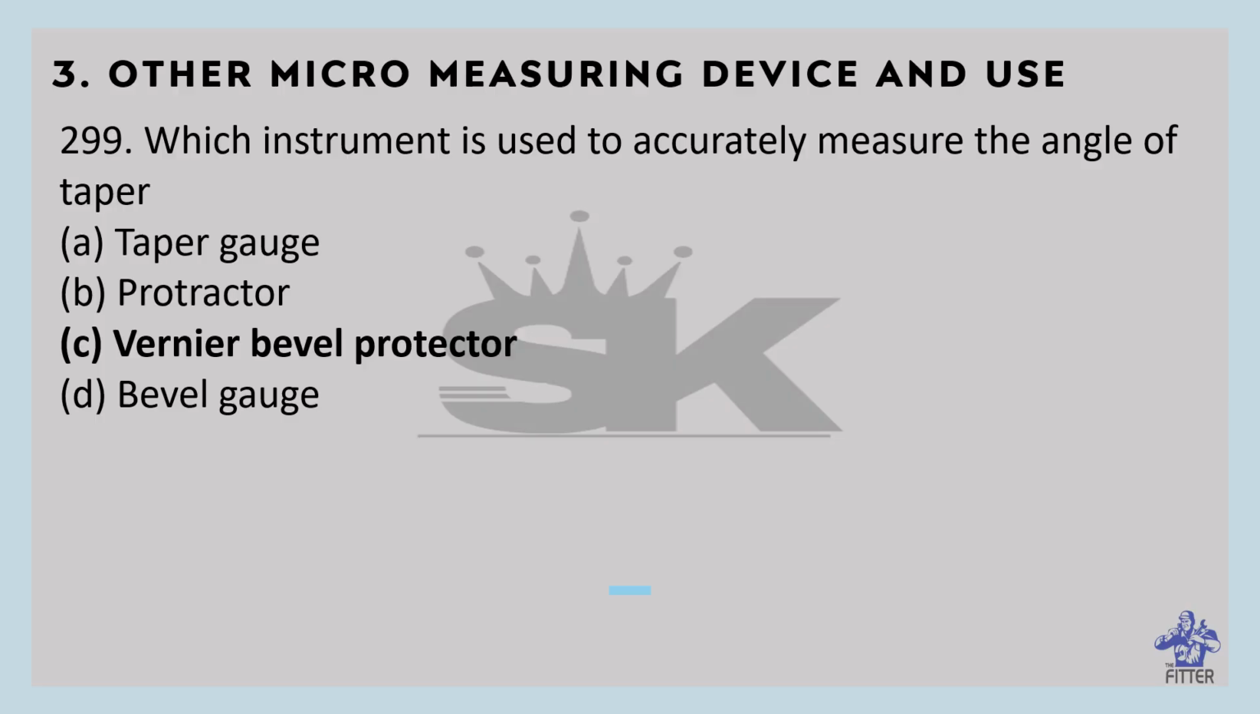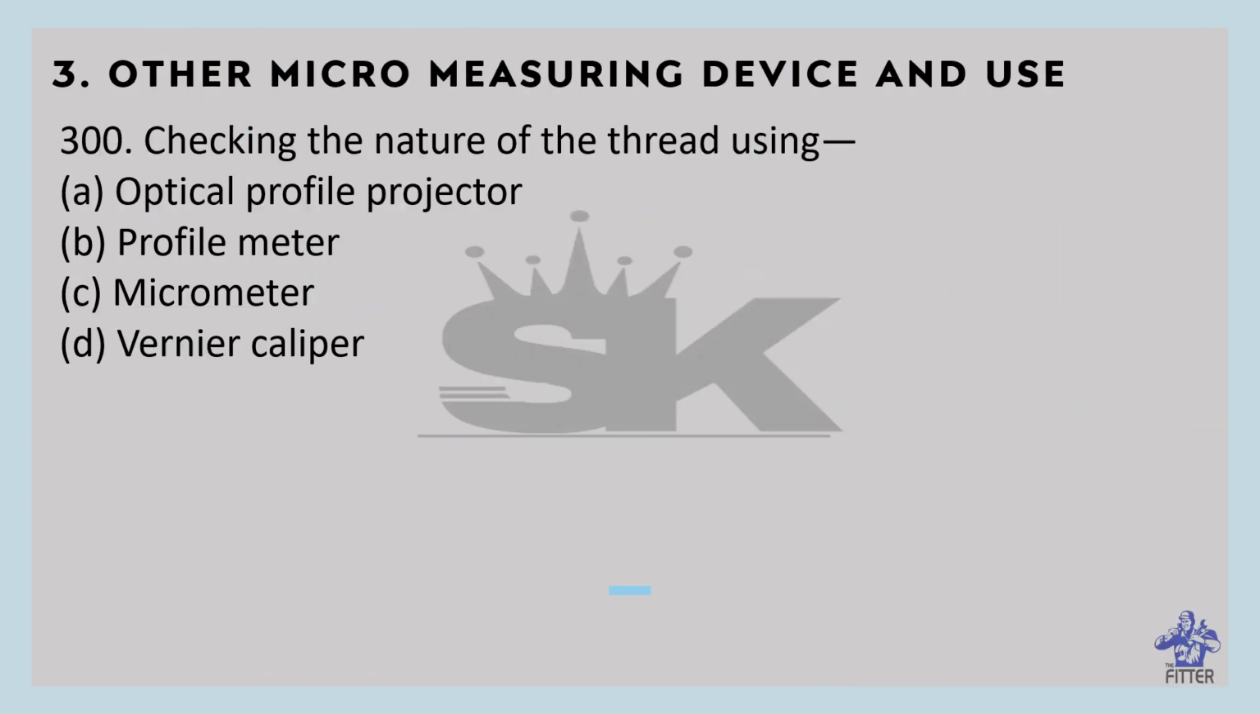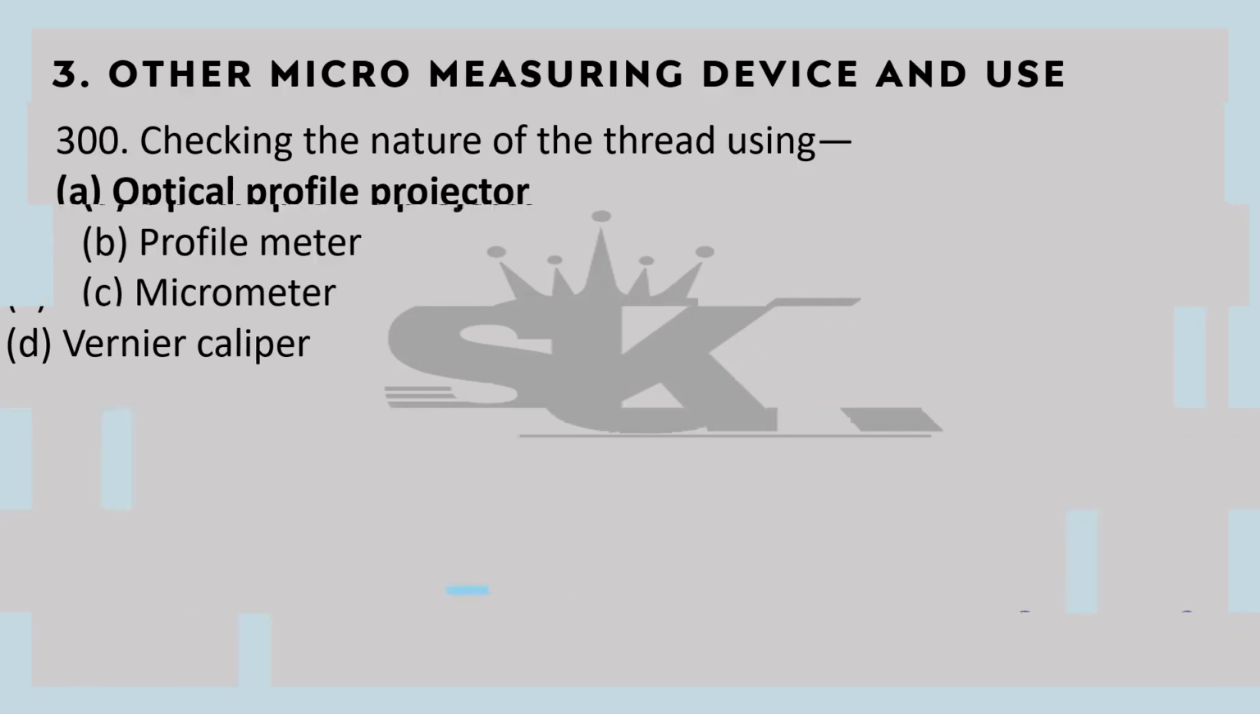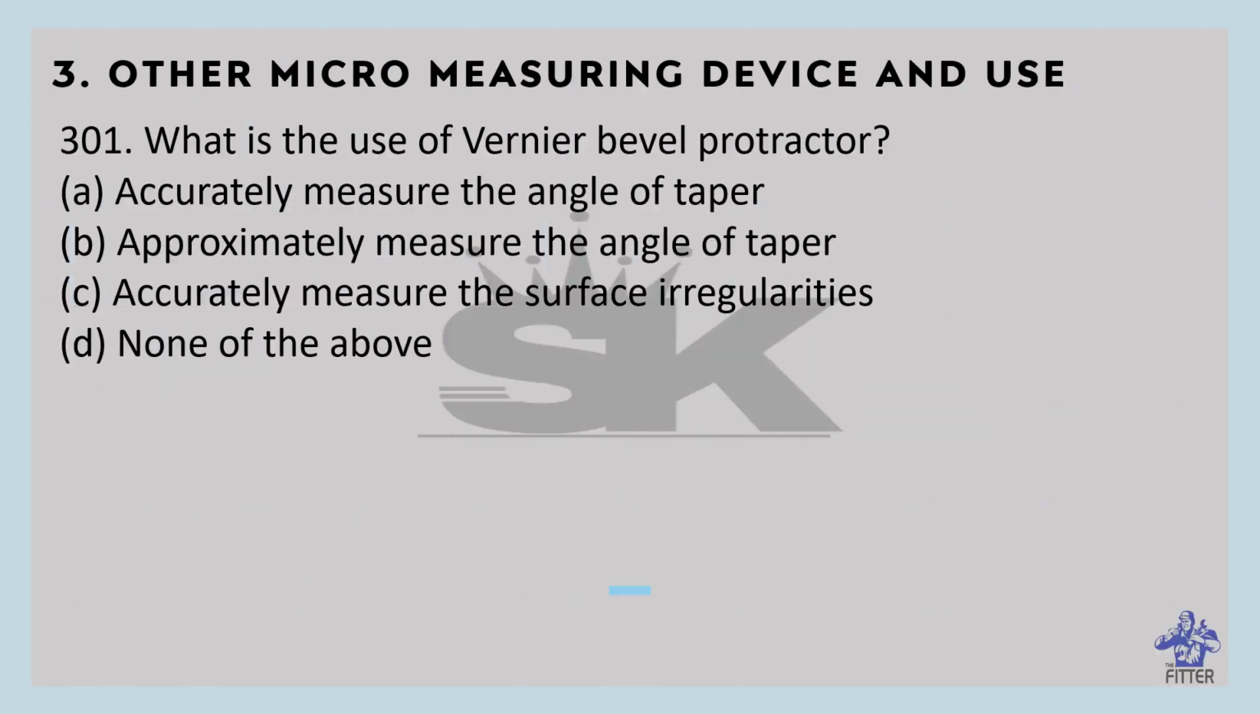Its least count is 5 minutes, right? Checking the nature of the thread can be done by using an optical profile projector, option A. Optical measuring instruments are used for highly precise measurements. They are known as optical instruments because light beams are used as amplifying levers. What is the use of the vernier bevel protractor? It accurately measures the angle of taper.